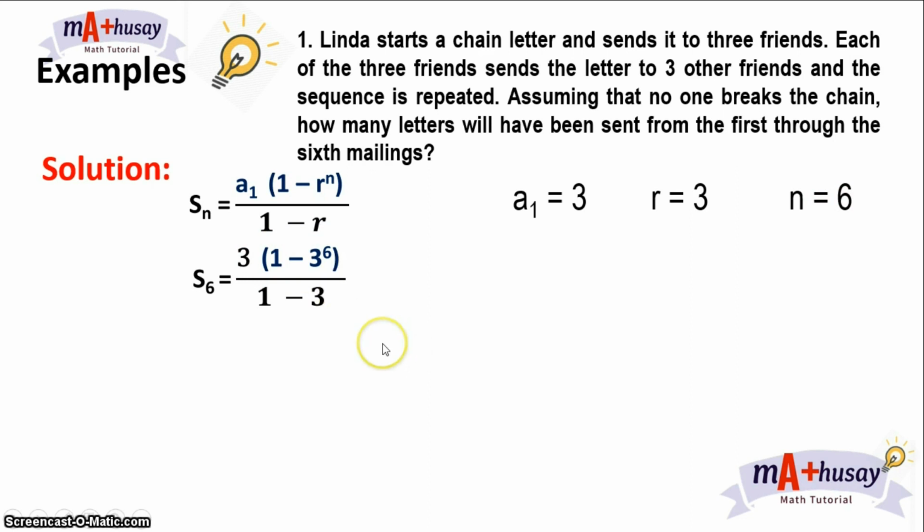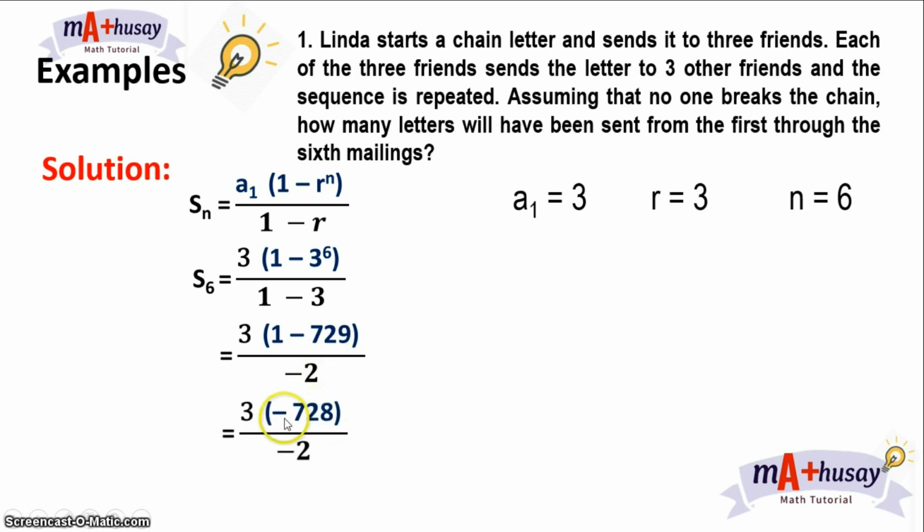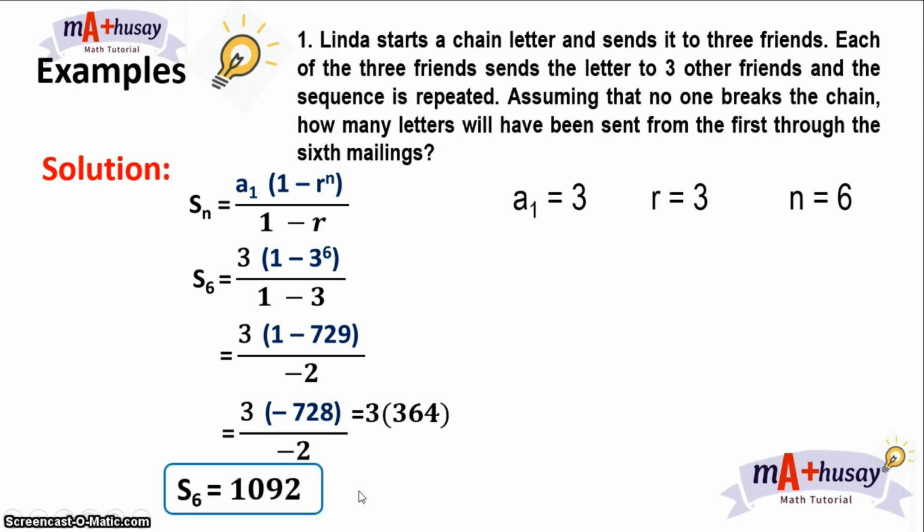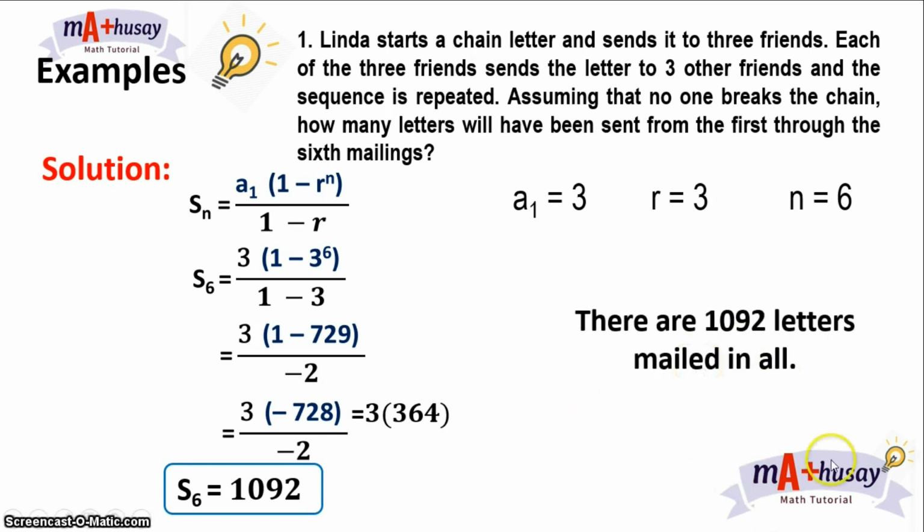We know that 3 raised to 6 is 729. So we have 3 times 1 minus 729 in the numerator, and in the denominator, we have -2. Simplifying 1 minus 729, we have 3 times -728 all over -2. Since we can divide -728 by -2, we have 3 times 364. Now, 3 times 364 is 1,092. So, it means that there will be 1,092 letters sent or mailed all in all.